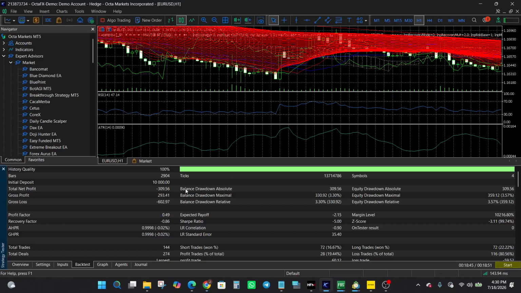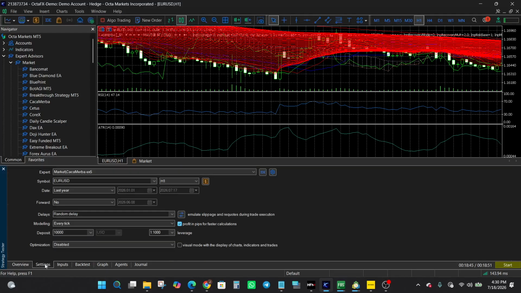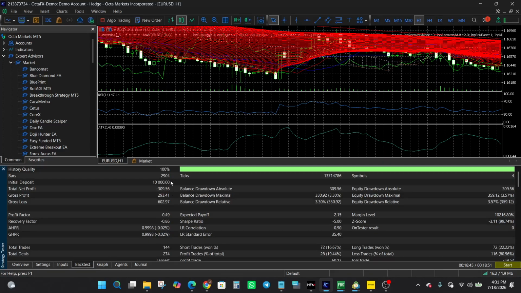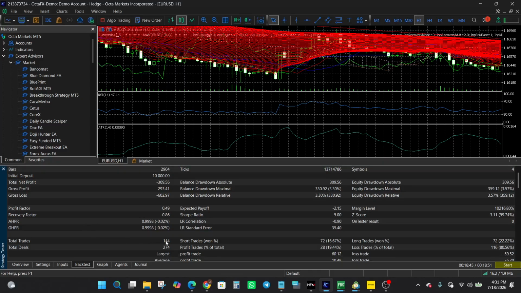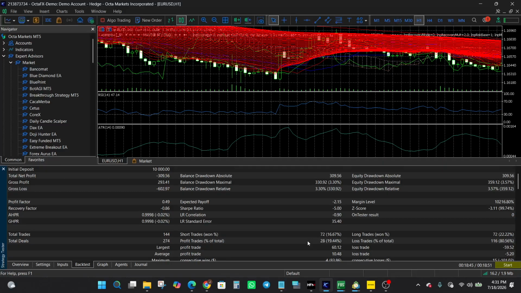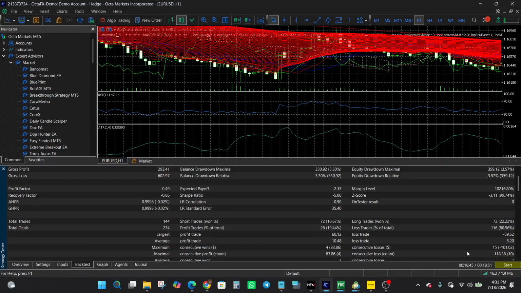This test actually ran across 4 symbols from the start of January through mid-July 2026 with history quality at 100%. Across 144 total trades, the win rate came in low. The win rate was under 20%. The average winning trades were roughly double the size of average losing trades.